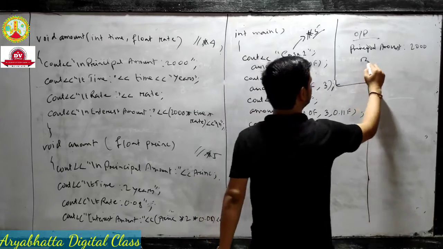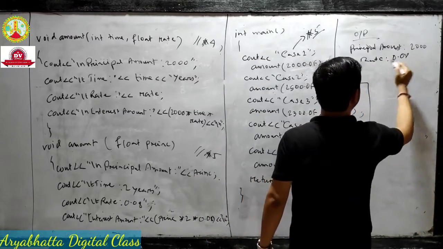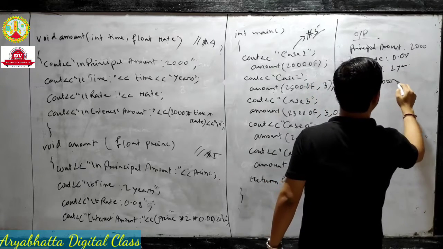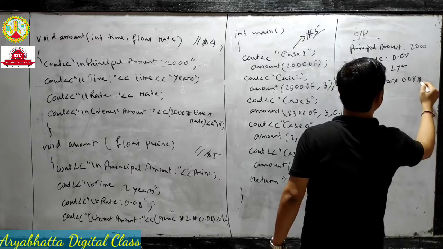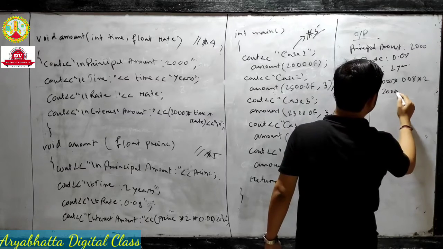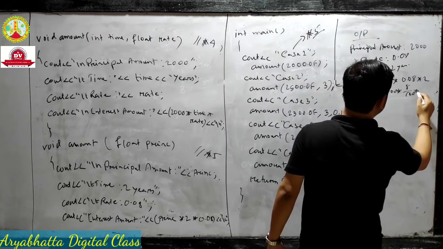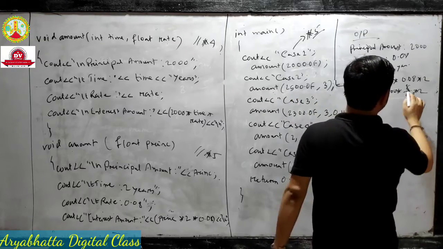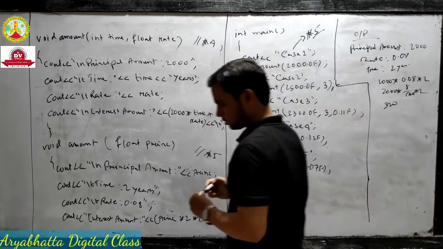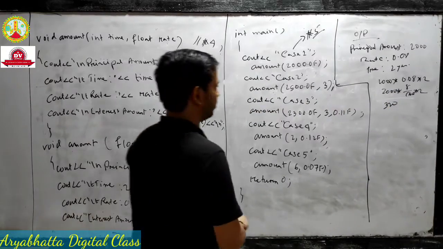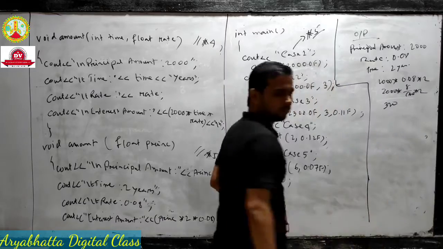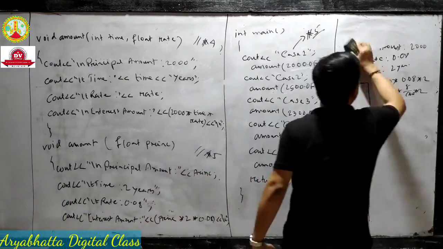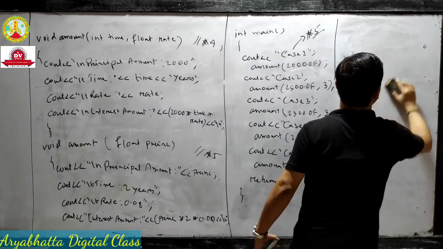Rate is 0.08, time is 2 years, which means ultimately 2000 into 0.08 into 2. If you simplify this, your program will already be simplified by the compiler, but I show you: 320. Your interest amount is 320. This is for case 1. I hope you understood.